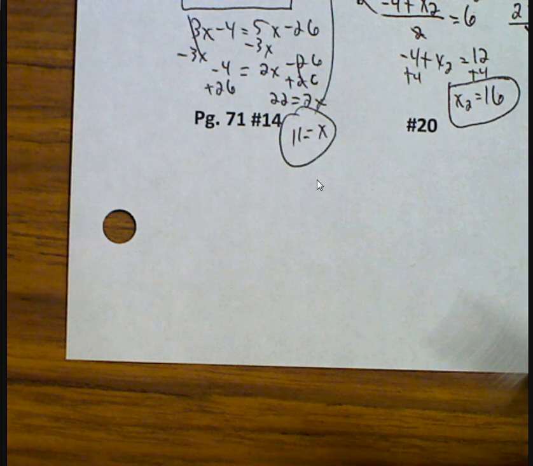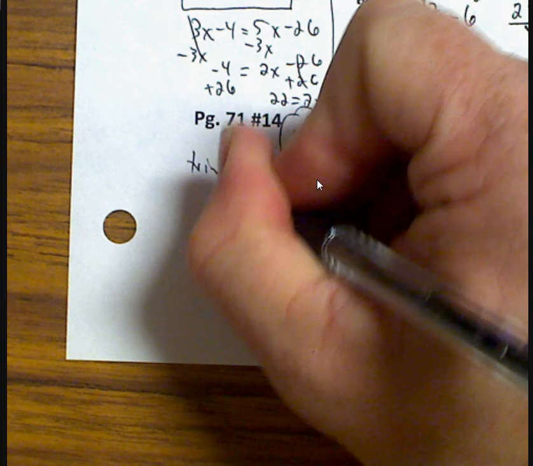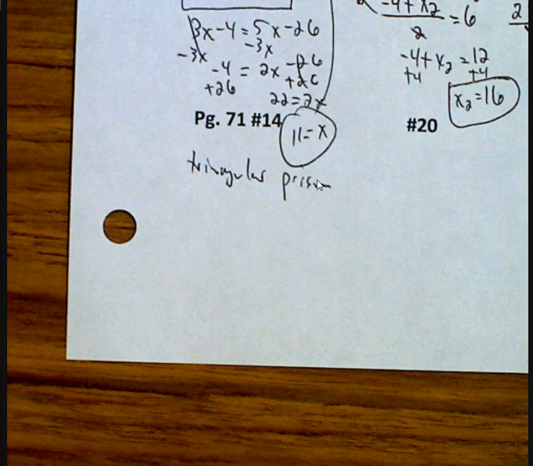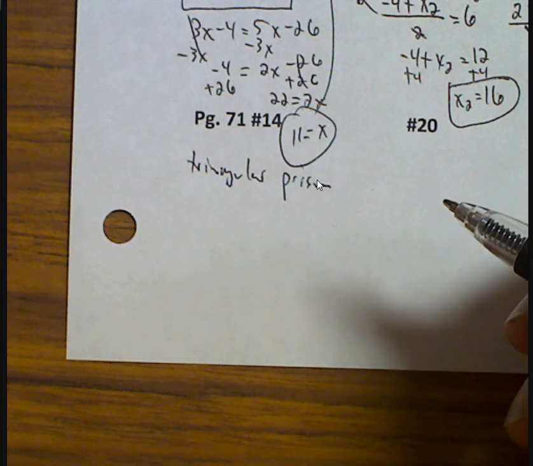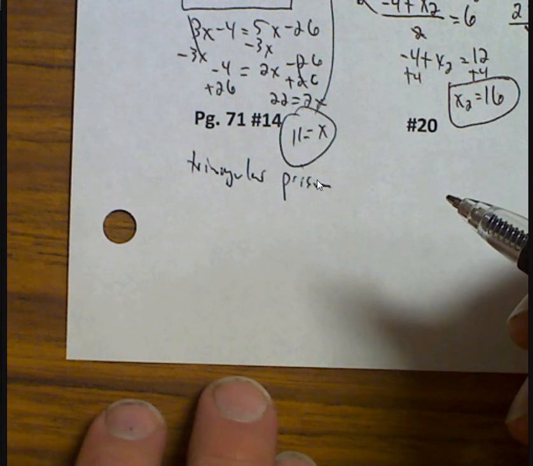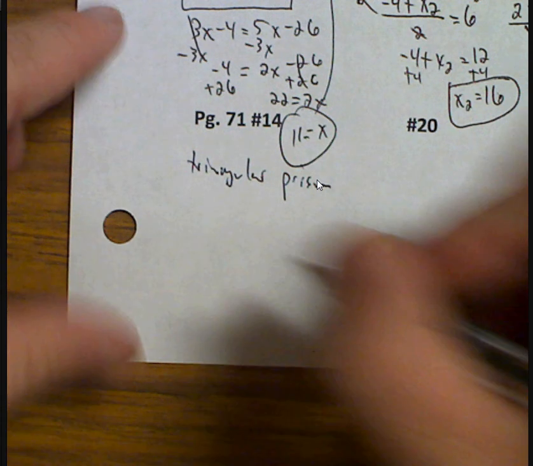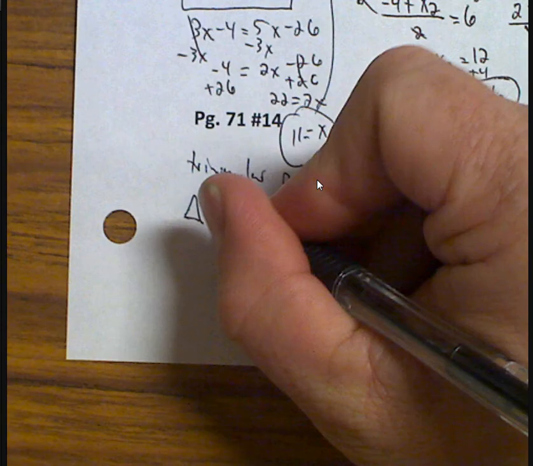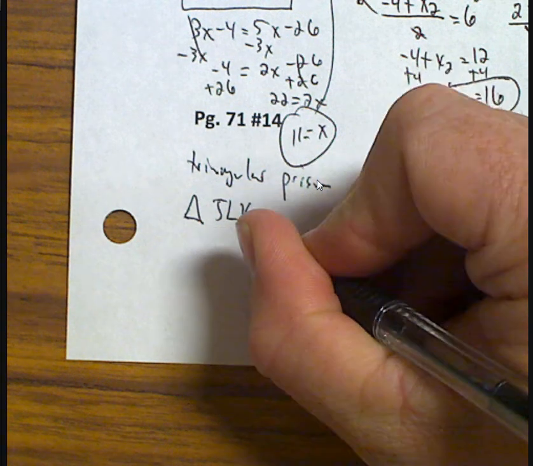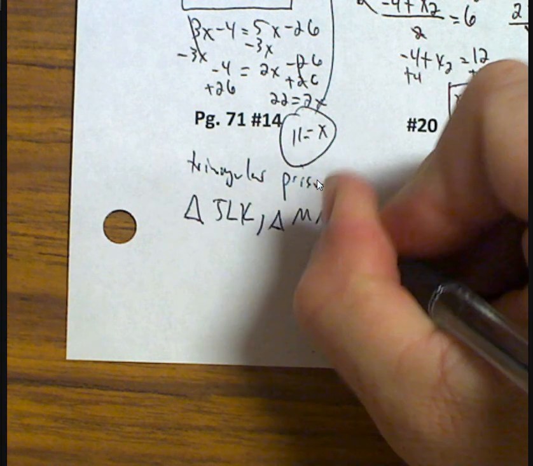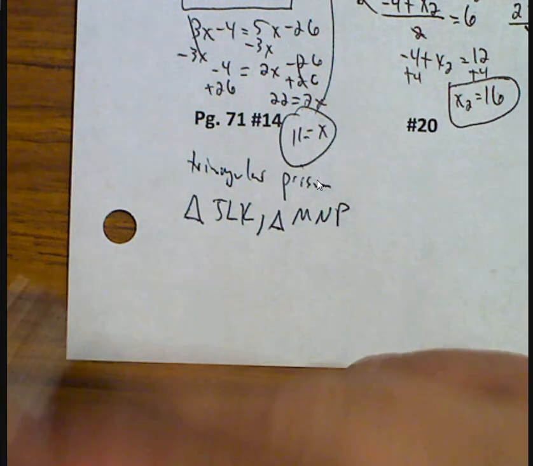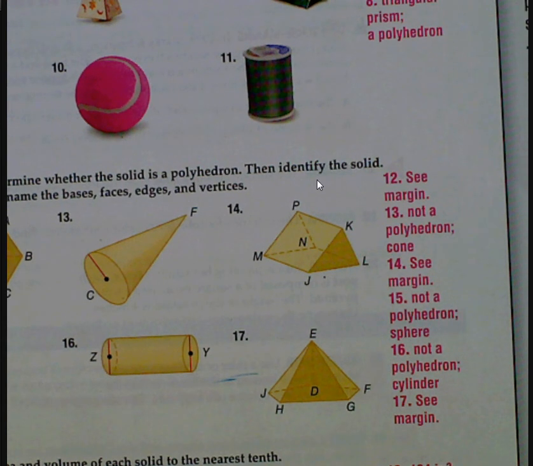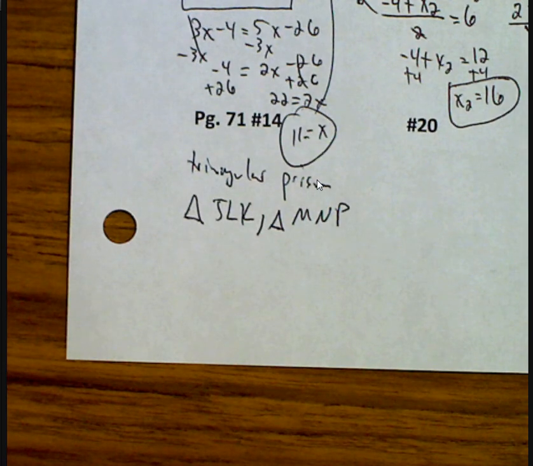Name the bases. So we've got a triangular prism. The bases would be triangle JLK and triangle MNP. And how do I know that those are the bases? Because they are a darker shade. So those would be the bases, and then the faces would be the lighter sides.